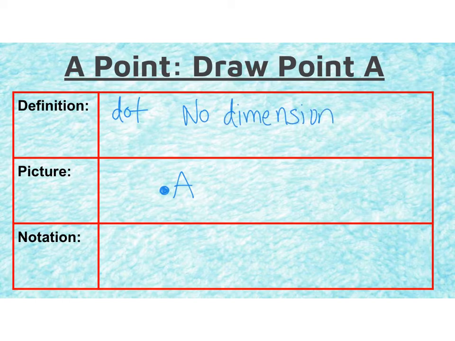The notation, the way that we would name this, is there is not an abbreviation. You have to write out the word. So you write out the word point, and then we are always going to use capital letters for our points.